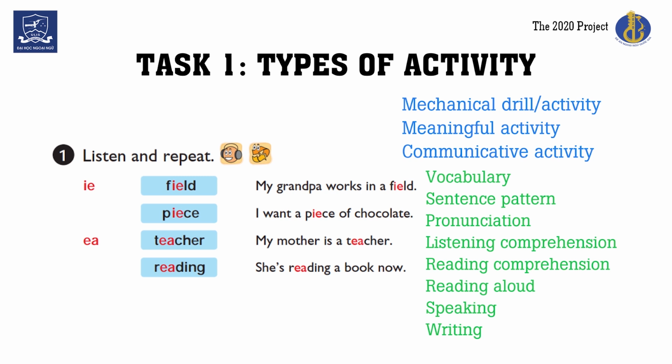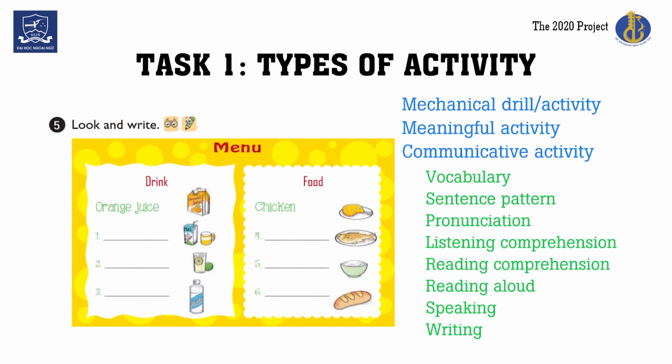This is a pronunciation and read aloud activity. It is a mechanical drill because students have to imitate the sounds and read the words and sentences. This is a vocabulary writing activity that is communicative because students have a good reason to practice writing words. Here, they write words to make a menu, which is close to a real-life activity.